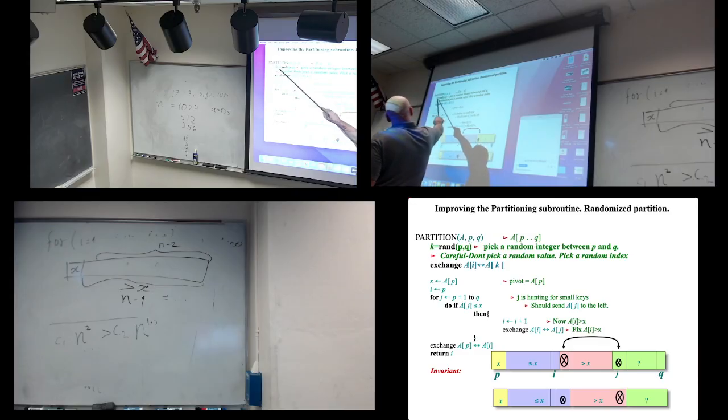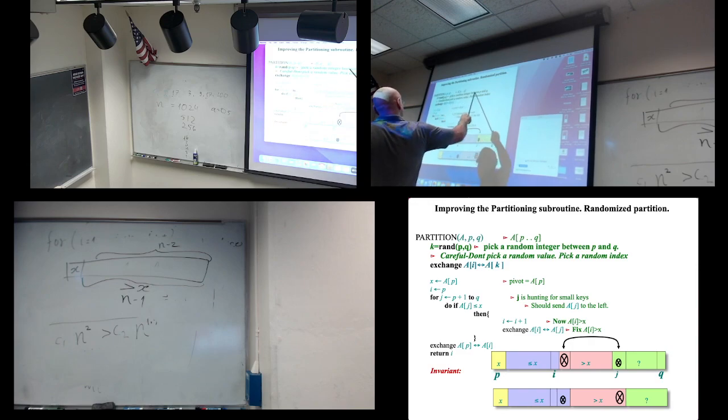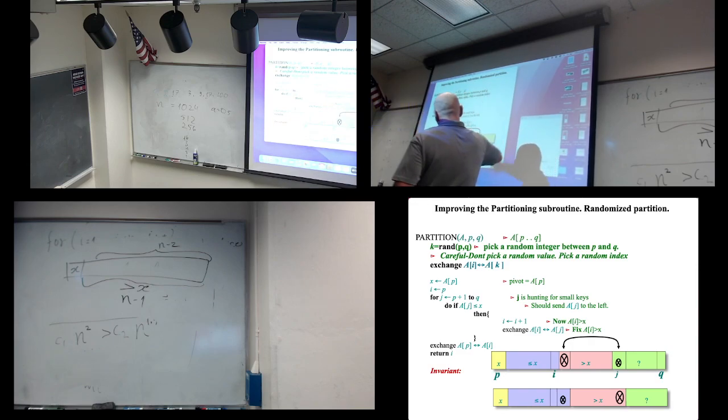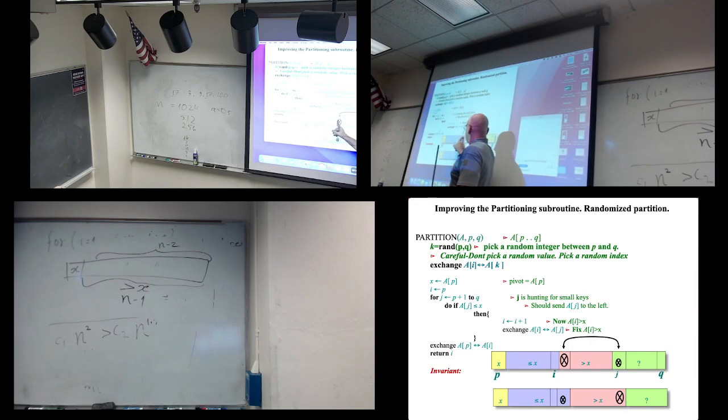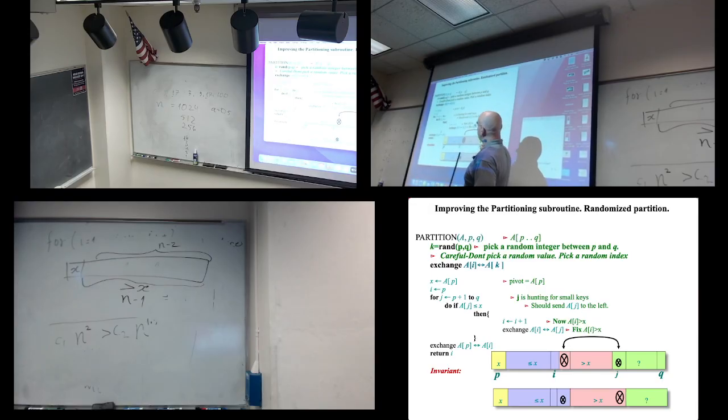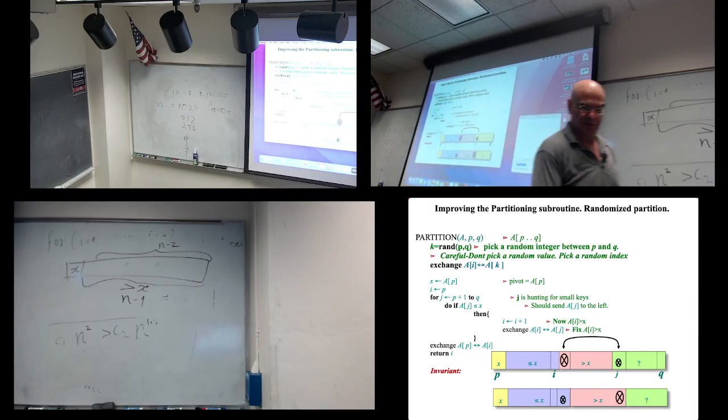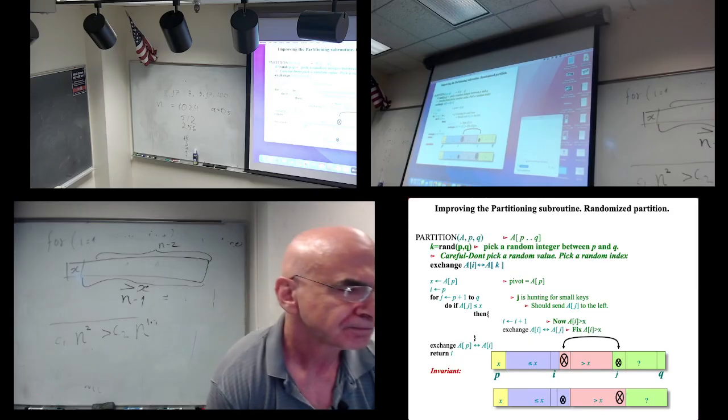We'll understand the effect of it, but I'll pick k here to be a random integer between p and q. K is a random integer between p and q, because k is some index of an element between p and q. And, oh, I have a typo here. Apologies.